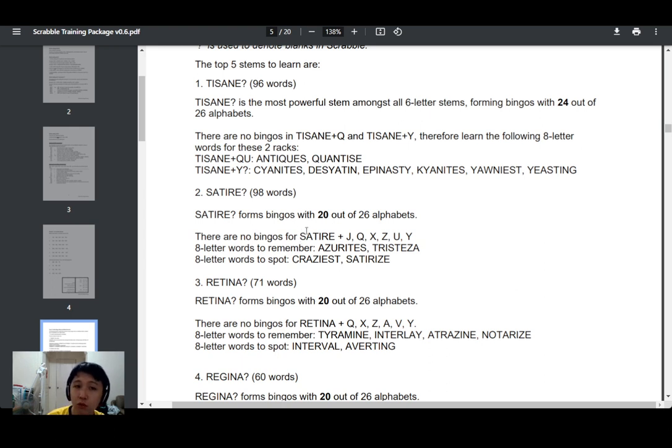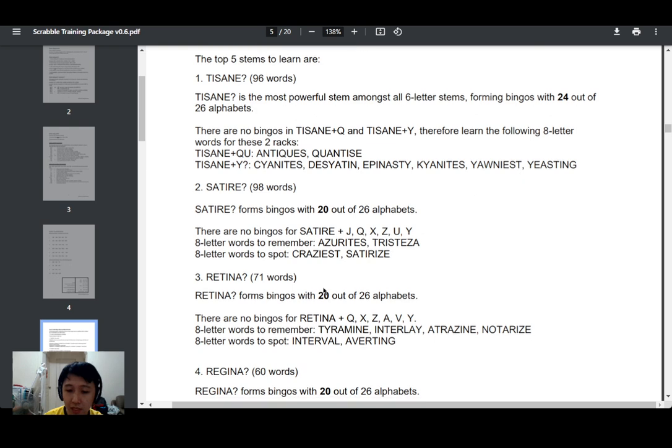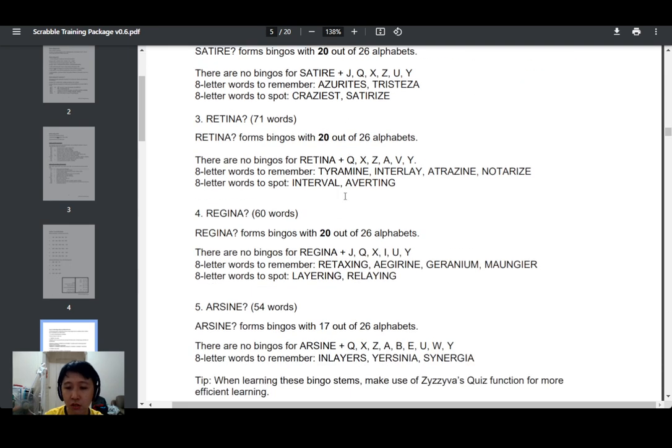Retina is also another good one, because when you do not have letter S, it still gives you the chance to bingo. So once again, 6 letters with no bingos, so learn their 8-letter words instead. I recommend prepping interlay or tyramine for letter Y. I recommend preparing notarize for letter Z, because they sound pretty English.